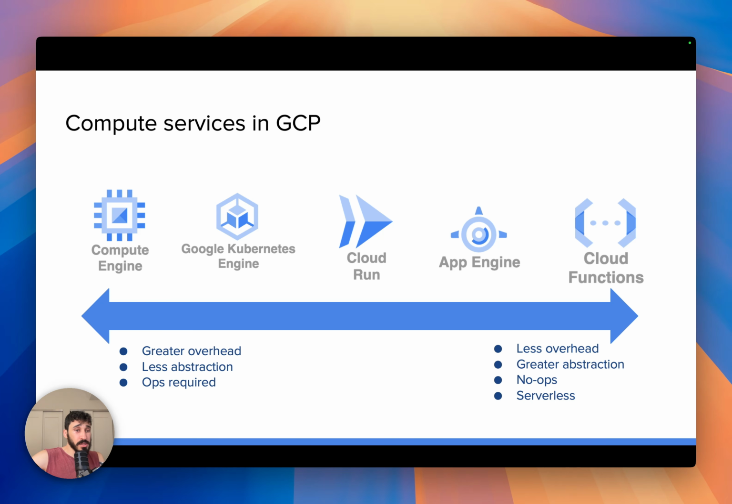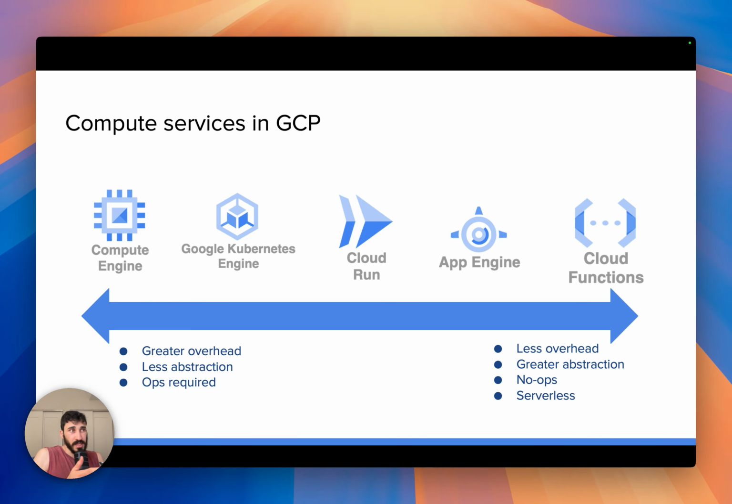And we are going to go from left to right here. Essentially, as you can see on the slide, we have a range of compute services, and they vary in terms of the level of abstraction and operational overhead they require.